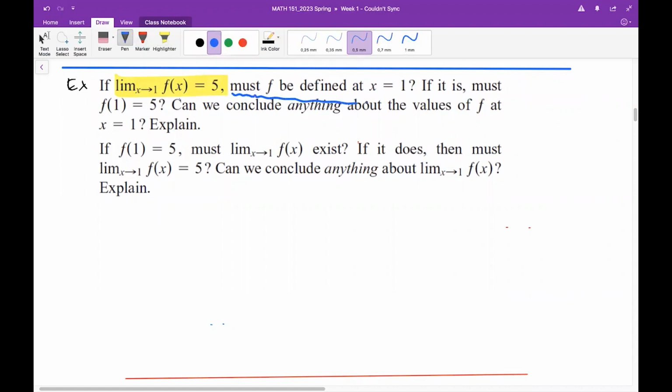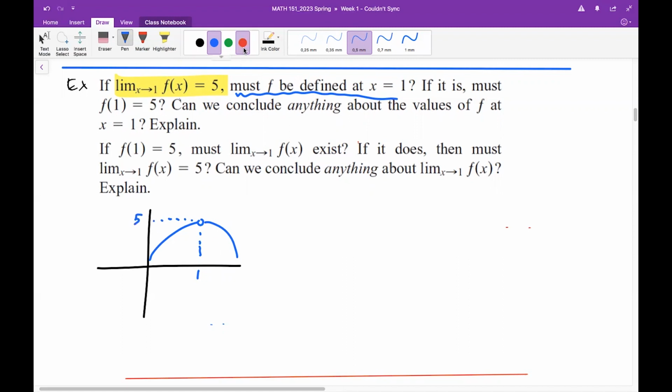must f be defined at the number 1, at the real value 1? Must f be defined? To have a limit as 5, as x goes to 1, does your function have to be defined? So let me draw a graph and you will understand. Let's say your function behaves like this. Let's say this is a point 1, and you see I am trying to make our function satisfy this given information here. So what is the limit of this graph as x goes to 1?